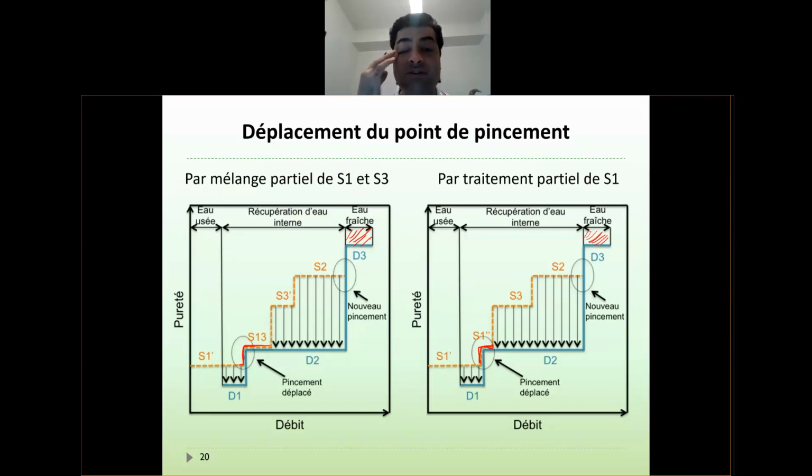But here I have one question. Which one do you prefer? Do you prefer to mix stream S1 and stream S3 like the one on the left, or do you prefer to keep stream S3 as is, but then add water treatment to purify stream S1 and then optimize the water consumption? Which one do you suggest?